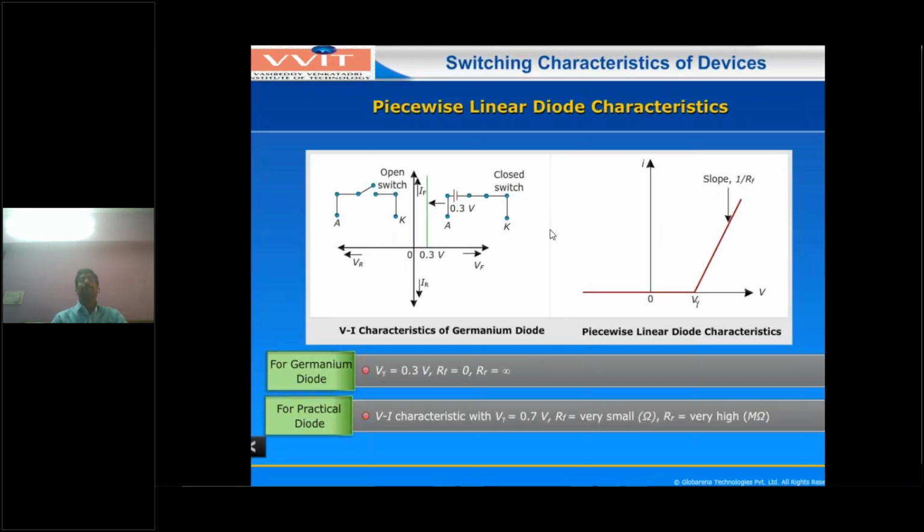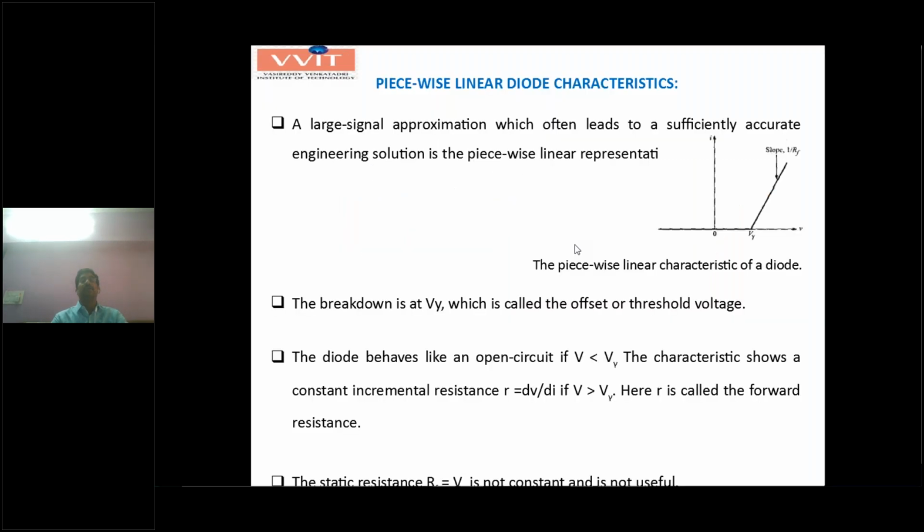And this is the important one, piecewise linear diode characteristics. This is used in large engineering applications. So what are the piecewise linear diode characteristics? Under large signal approximation conditions, the VI characteristic graph of the PN diode is generally non-linear. But here, for large engineering voltage applications, you assume this VI characteristic graph is linear, with slope equal to 1 by RF.